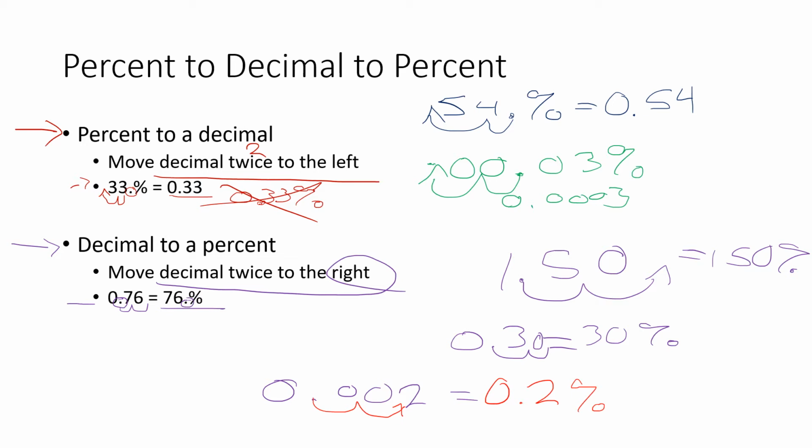Quite often I see my students try to think way too hard about this technique. Well, if it has a decimal in it, I should move it 3 times, or if it's a full moon, then I should always go to the right. Don't think really hard about this. You're only going to go twice, and right if you're going from percent to decimal, left if you're going from decimal to percent.